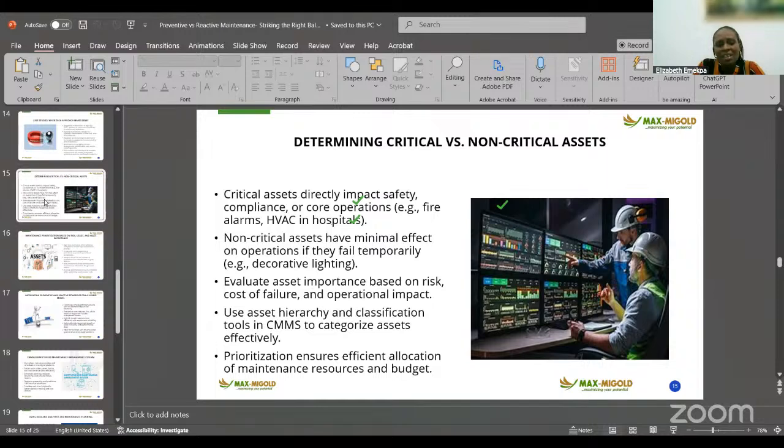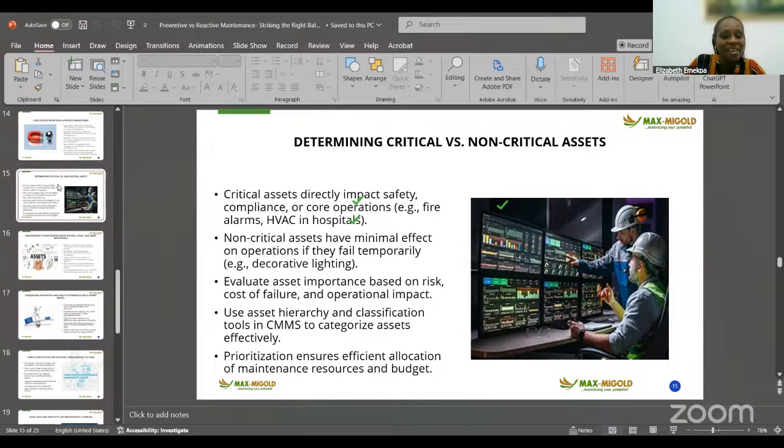Non-critical assets have minimal effect on operations, such as a light. If your light is not working, it's easy to quickly go outside to get a bulb, right? But if your fire alarm system is not working, you cannot just quickly go outside to get a panel. These are expensive assets, all right? Evaluate asset importance based on risk, cost of failure, and operational impact. How often do you use this thing? If it is not working, what is going to happen? These are what we always need to take into consideration when we are thinking about our assets, okay?